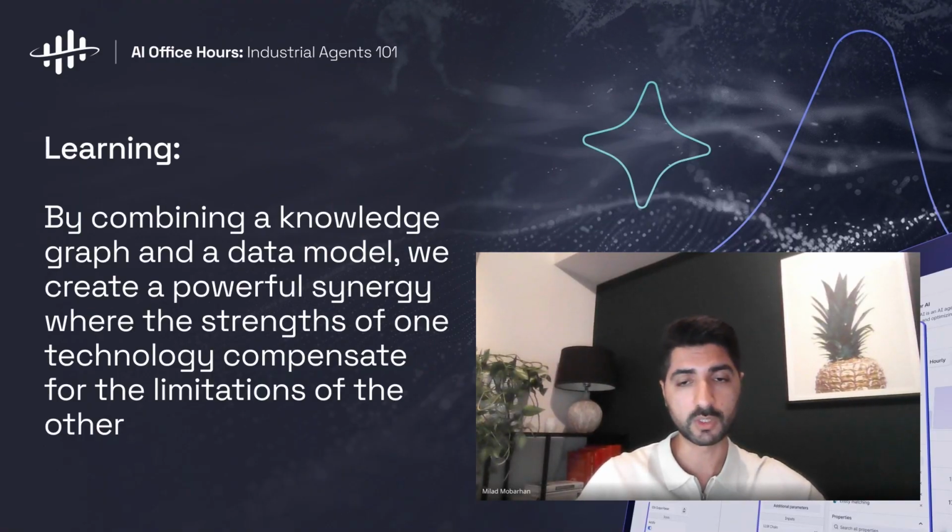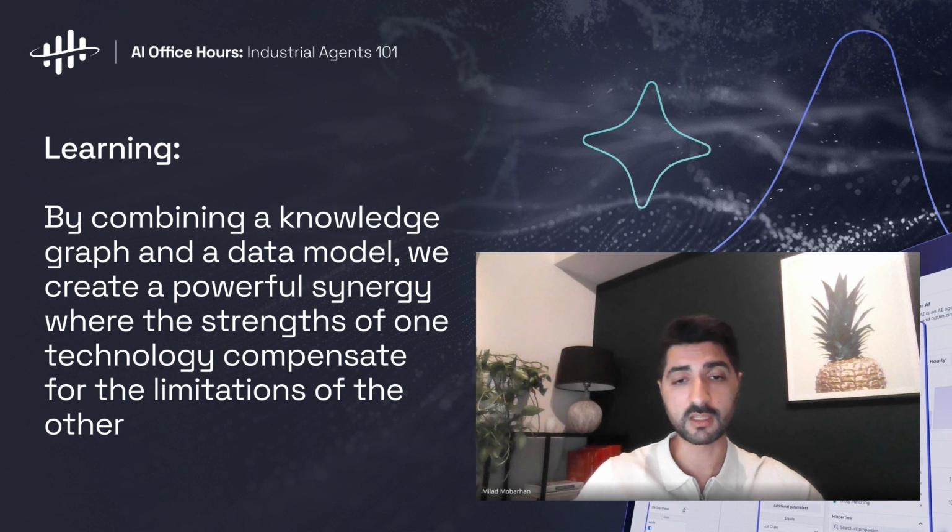Now, one thing I want to highlight at the end here is the complementary relationship between language models and knowledge graphs. The knowledge graph provides structured, accurate, and queryable data, while the language model can interpret, reason, and generate natural language explanations. And by combining these two, we have a very powerful synergy where the strength of one technology compensates for the limitation of the other. And I think this is an underestimated synergy in general. In short, by combining the two, you get the best from both worlds. All right.